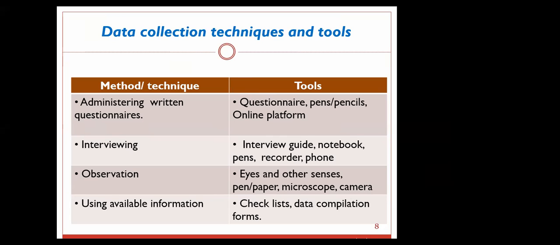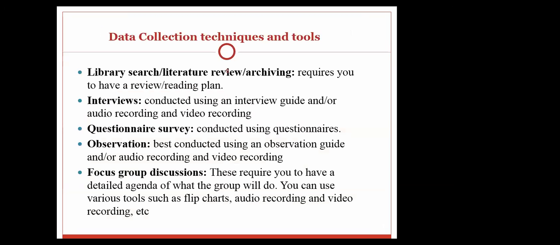And then you can use the available information. Now that is if the method is archival, in the tools, you have a data compilation form, you have a checklist to help you make sure that as you're going through the secondary data, you're checking what you needed to get from there. So more about the techniques and the tools. If you're doing a library search or literature review or archiving, that method for secondary data requires that you have a review or reading plan.